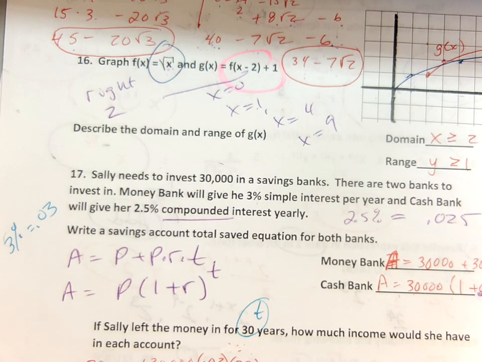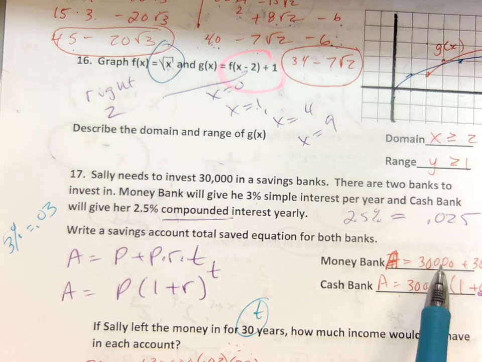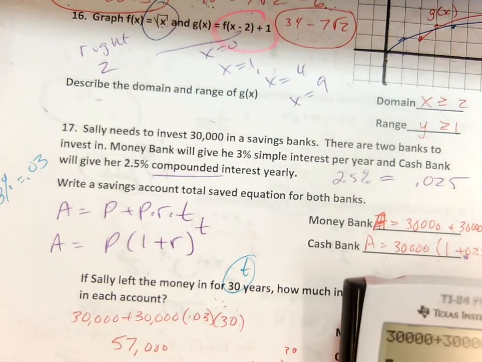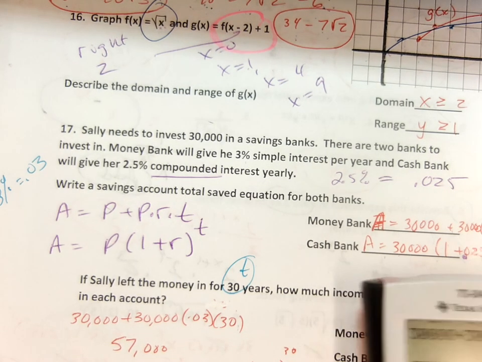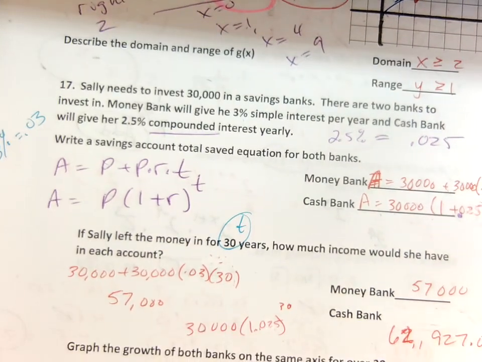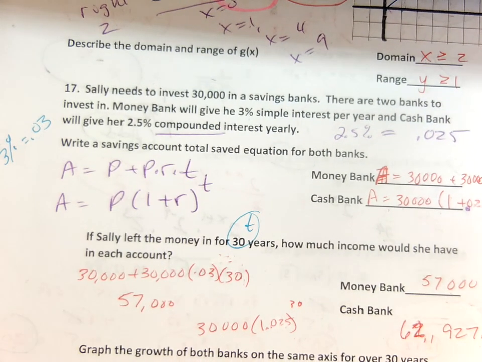Okay, I made some money. That's not bad, right? Over 30 years, I went from $30,000 to $57,000. Good, but the compounded is so much better, even though it's a smaller interest rate. So I'm going to plug this in my calculator. I'm going to go my 30,000 parentheses 1 plus my 0.025, that's my interest rate, to the power of 30, right? Yeah, a lot more money, huh? Because it's compounded.